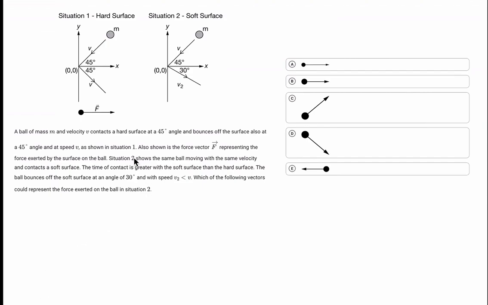However, in situation 2, the same ball is moving and it contacts a soft surface, so maybe there is some loss of speed, and indeed we know that v2 is less than v1, so v2, the v final, is less than the initial speed, and because of this maybe the angle is not equal. So we need to figure out what is the force from the wall to the ball in situation 2. Now we know that the force is equal to the change of momentum, so all we need to do is subtract the final momentum and the initial momentum.